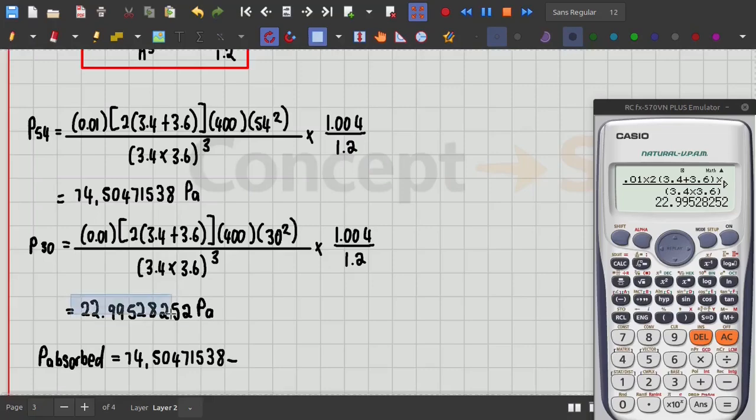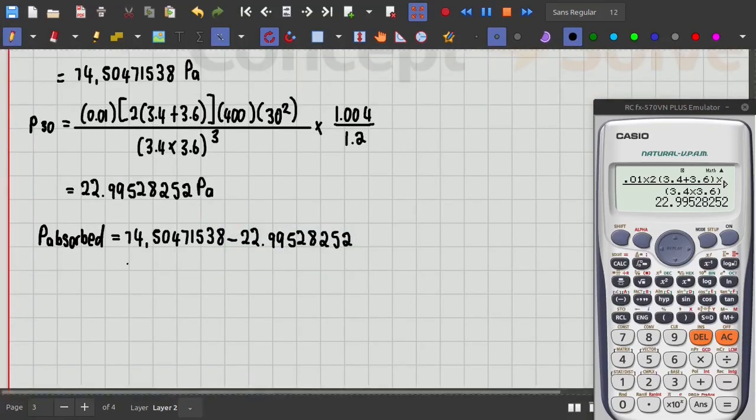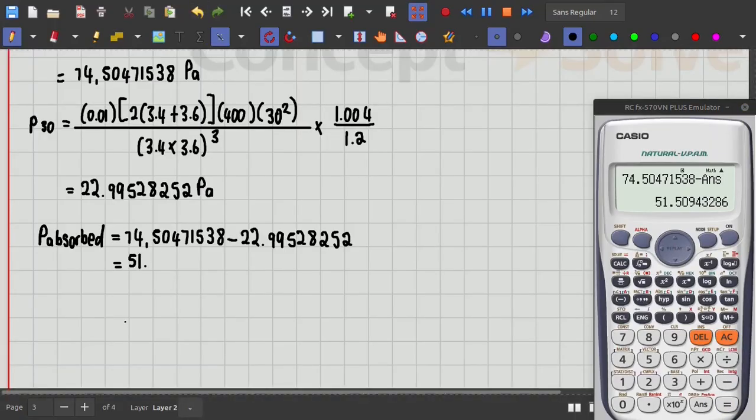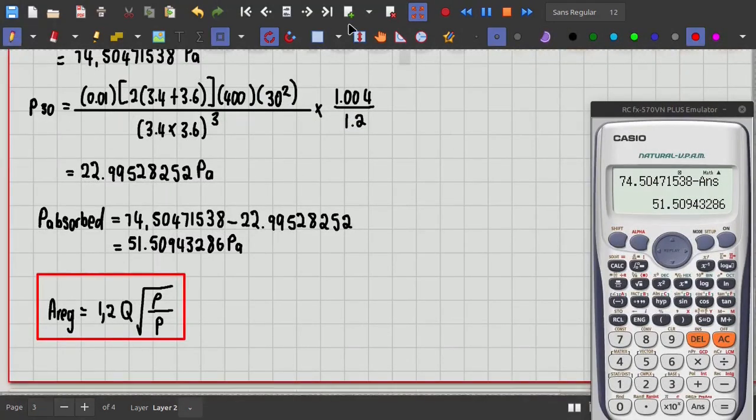P absorbed is going to be equal to P high, 74.50471538, minus 22.99528252, and we get P absorbed as 51.50943286 pascals. Now we can substitute into the equation to find the area of the regulator.